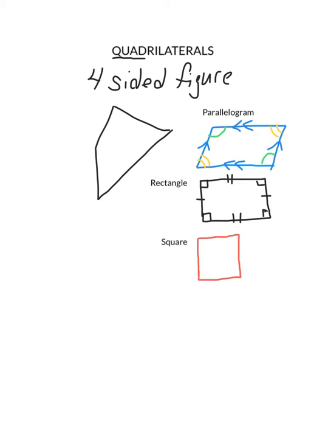A square is special. All four sides are congruent, and we have four right angles. So a square can be a rectangle, but not all rectangles are squares. A square is always a parallelogram, but we can't call all parallelograms squares. And we can call all squares quadrilaterals.